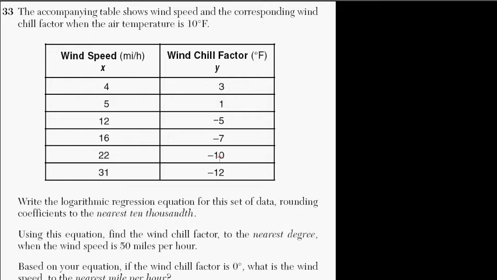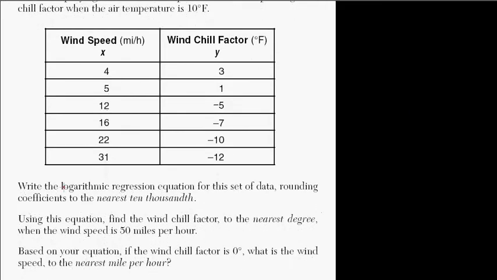And this, if you live in a cold area, you know this. In the winter, when the wind blows, it feels much, much colder than if the wind is not blowing. Okay, and what we want to do here is write the logarithmic regression equation for this set of data, rounding coefficients to the nearest 10,000th. So that's 4 decimal places.